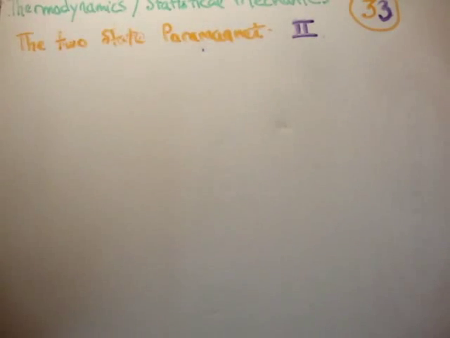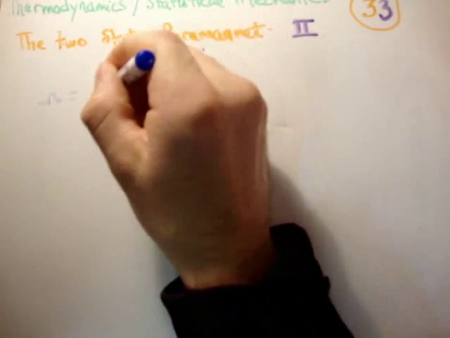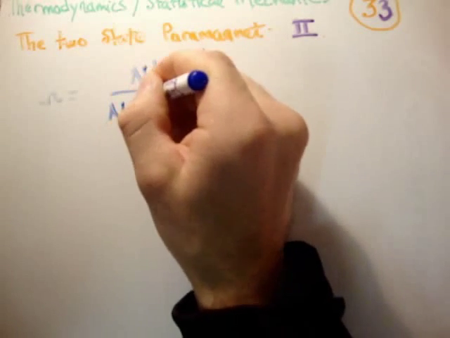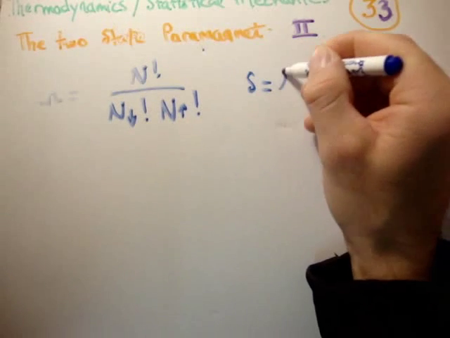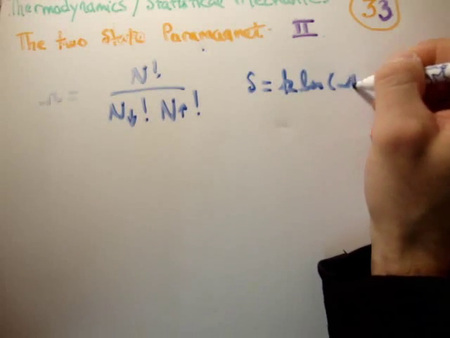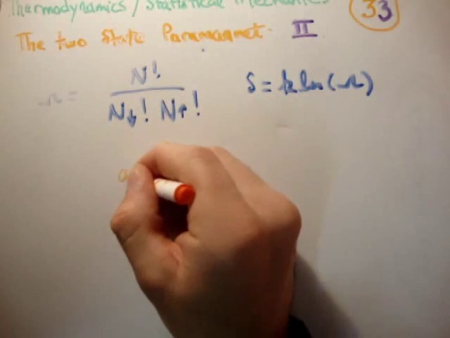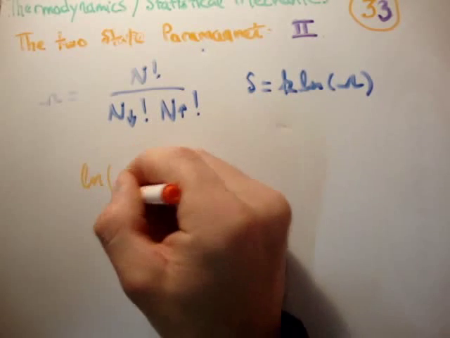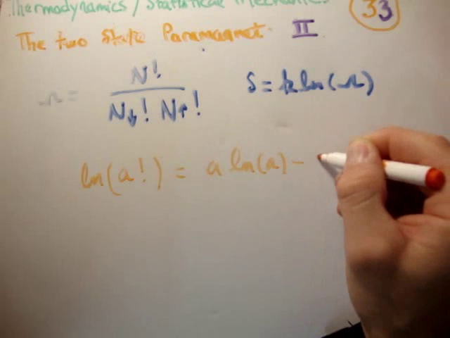So let's go to the start again. We had that the multiplicity is equal to the total number factorial over the number down factorial and the number up factorial. So we need to get S is equal to k times the natural logarithm of the multiplicity. Now, what are we going to use here? Of course we're going to be using Stirling's approximation, that the natural logarithm of A factorial is equal to A log A minus A.